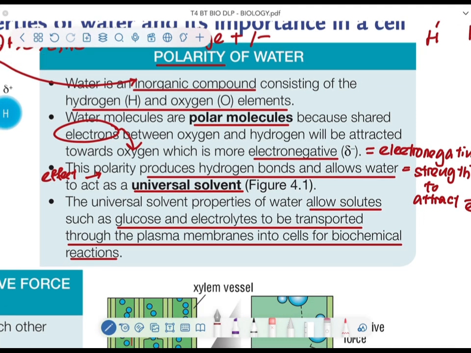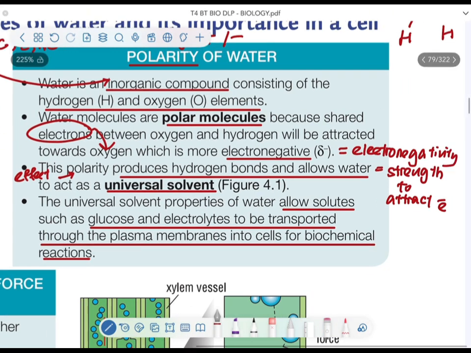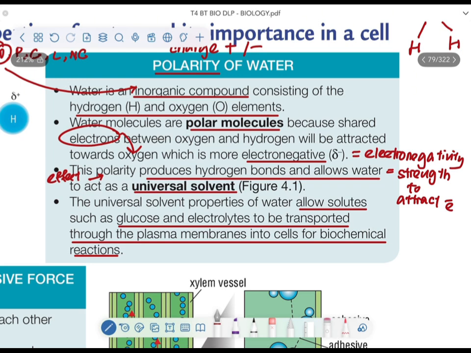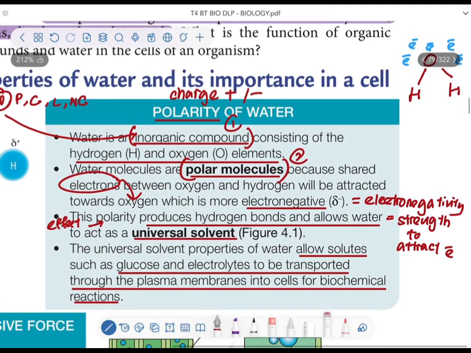The first thing you need to remember is, so let's tidy up some of the points that we learned. For the polarity of water, there are some points that you need to know. First of all, water is an inorganic compound. And then water molecules are polar because the shared electrons between oxygen and hydrogen will be attracted towards oxygen, which is illustrated by this diagram. This second point is illustrated by this diagram, because oxygen is more electronegative.